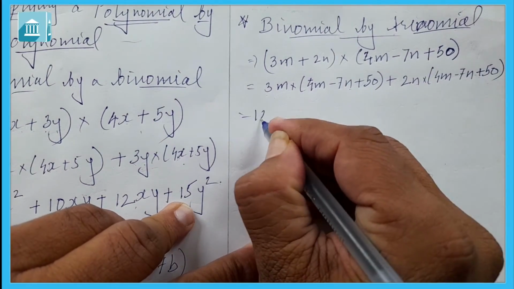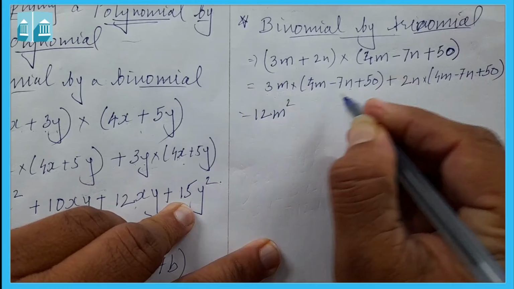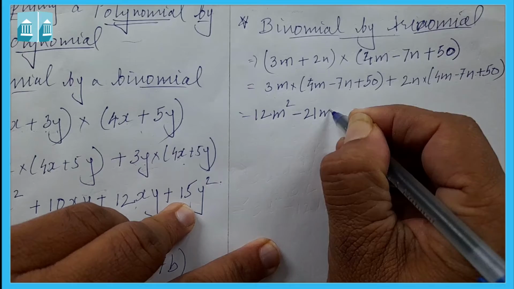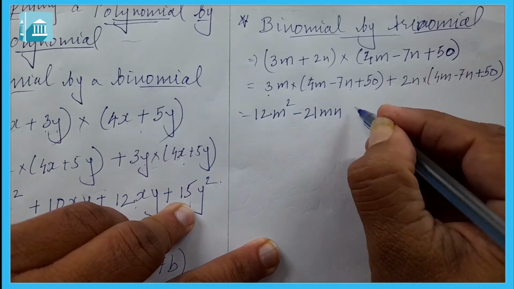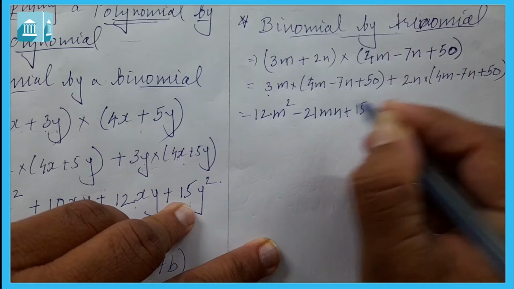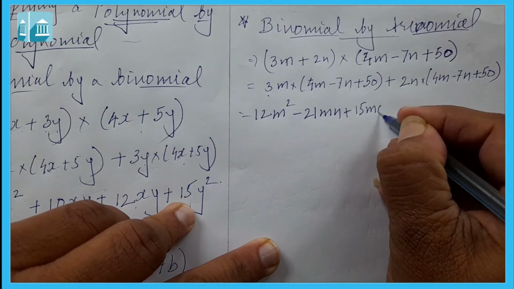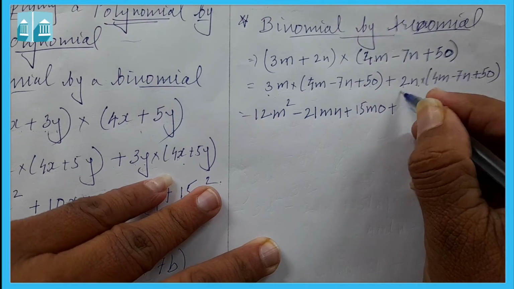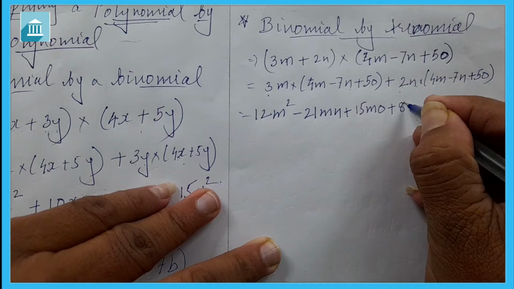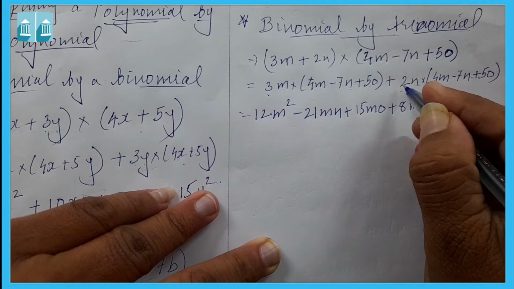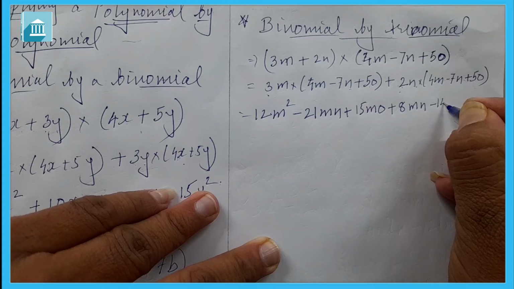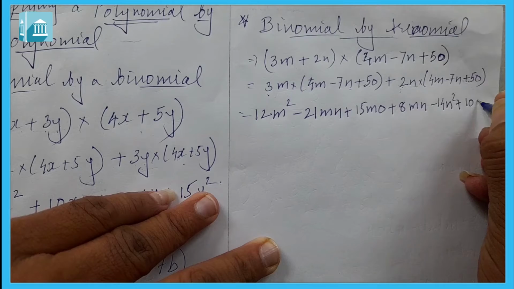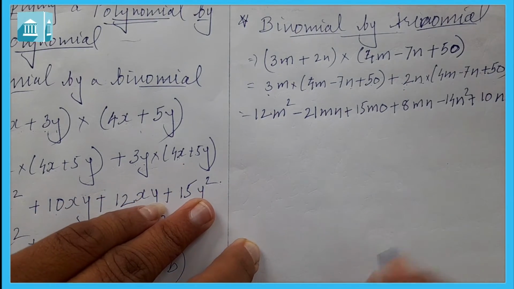3 4s are 12, m into m, that is m square. 3 into 7, minus 21mn. 3 into 5, so plus 15mo. Plus 2n is there, so 2 into 4, that is 8mn. 2 into minus 7, that is minus 14n square. 2 into 5, so plus 10no.